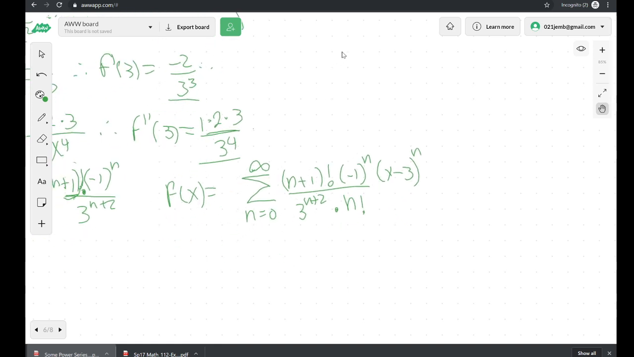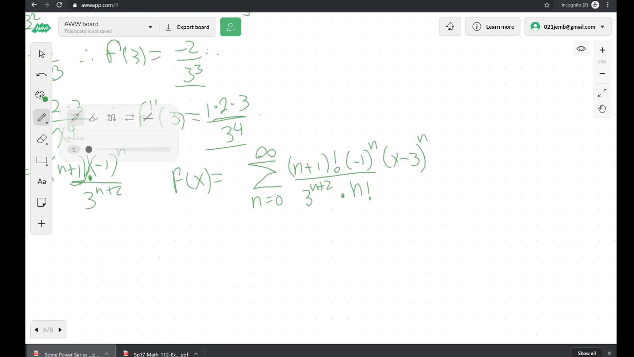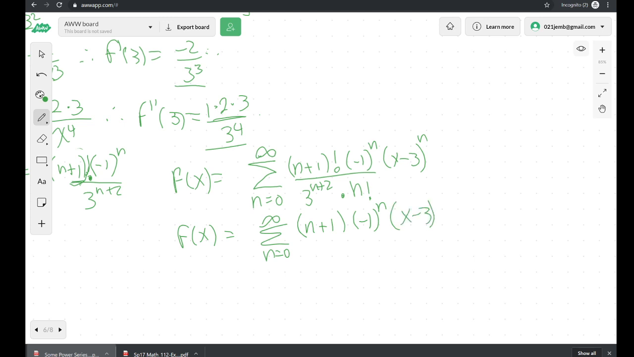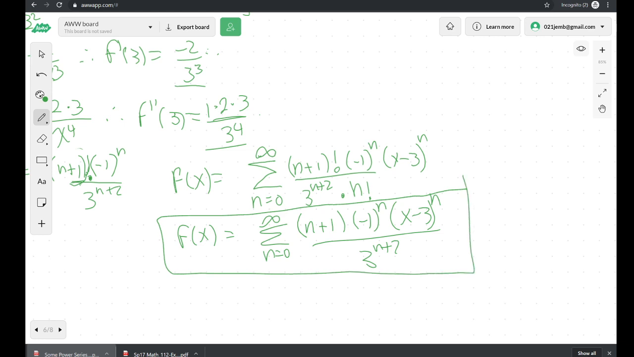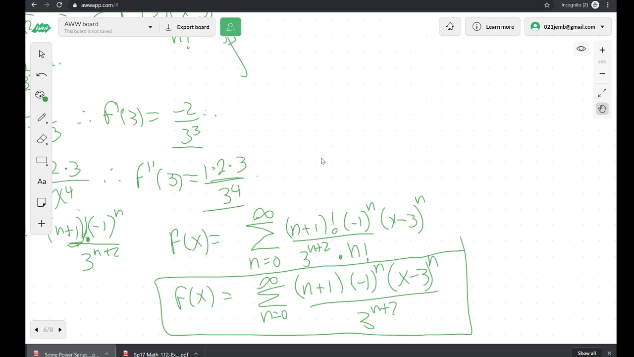We can simplify this further by saying that f of x is equal to the sum from n equals 0 to infinity of n plus 1 factorial over n factorial, which is n plus 1, multiplied by negative 1 to the n times x minus 3 to the n divided by 3 to the n plus 2. And I believe you can write this as your answer. This is valid, although they are not asking for the sigma notation.